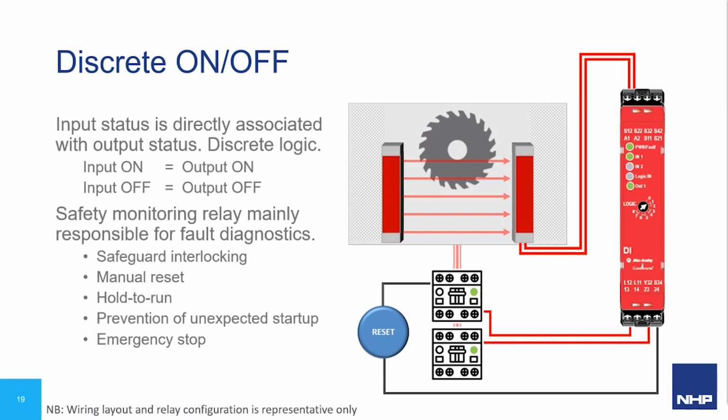The most common and simplest is the discrete on-off functionality. This replicates the conditions of a simple relay where you energize the input and the output is energized, de-energize the input and the output is de-energized. Basic discrete logic. While this is the most straightforward functionality, it's used in an overwhelming majority of machine safety applications and covers many prescribed safety functions, including interlocking, manual reset, hold to run, prevention of unexpected startup, and emergency stop.